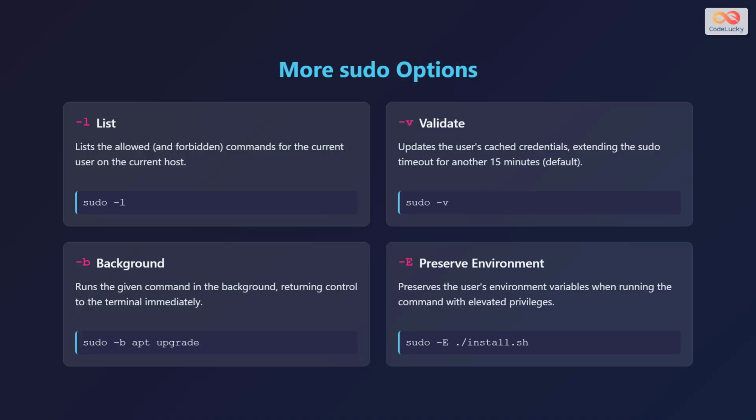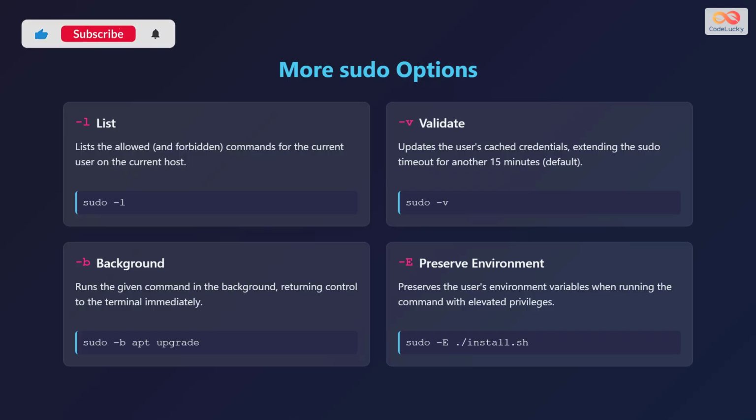Here are more sudo options. The -l option lists the allowed and forbidden commands for the current user on the current host. For example, sudo -l. The -v option updates the user's cached credentials, extending the sudo timeout for another 15 minutes by default. For example, sudo -v.